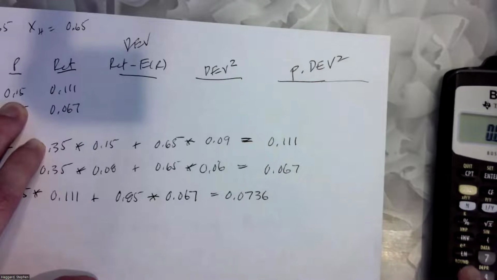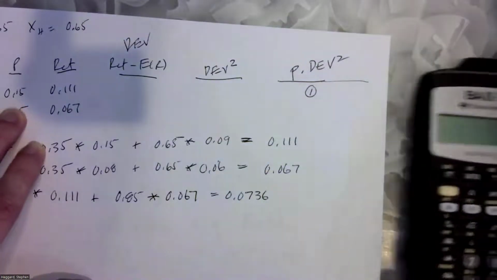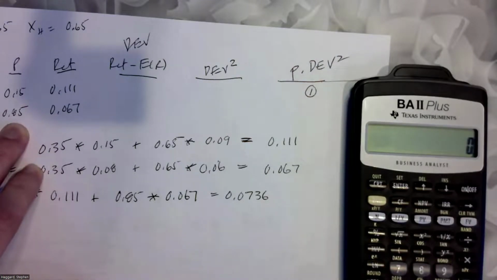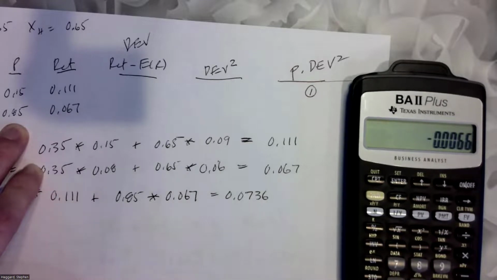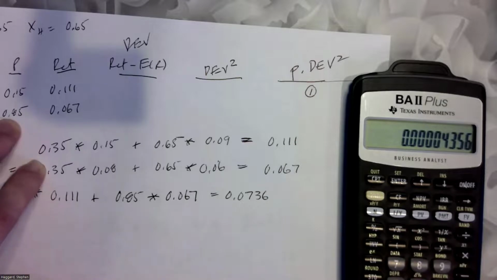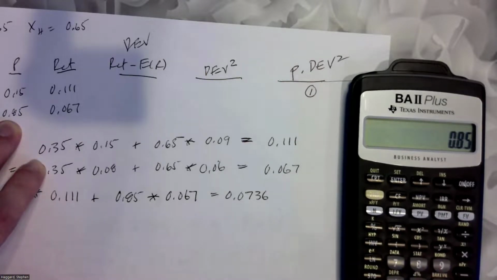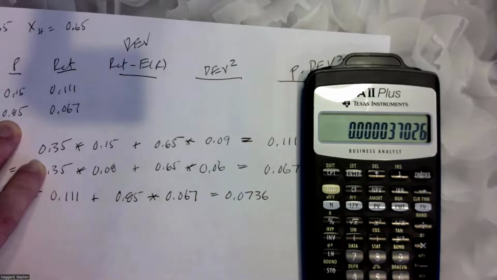Yes. Okay, I'm going to say store 1. I'm going to write my little 1 in a circle there. Now, the next one, I'm going to say 0.067 minus recall 0 equals. Then I'm going to square it and multiply by the probability, 0.85. I'm getting 0.0000370026. Is that what you guys are getting? Did I mess that up? No, I think I got that right. That's what I got. Okay, store 2.